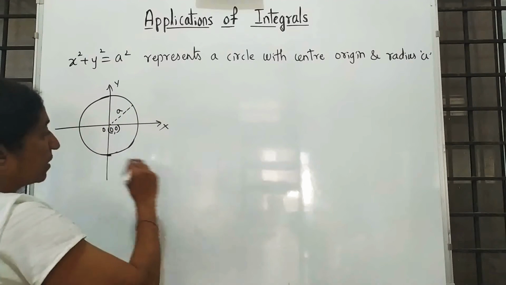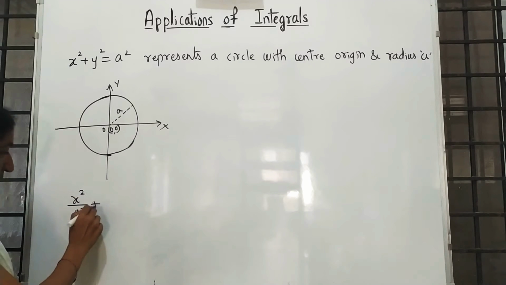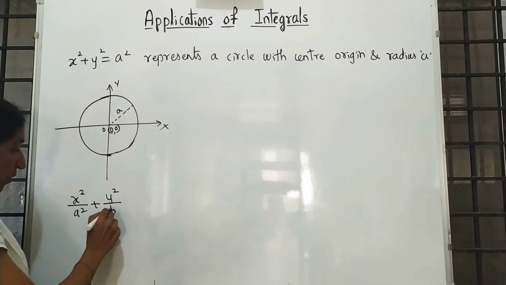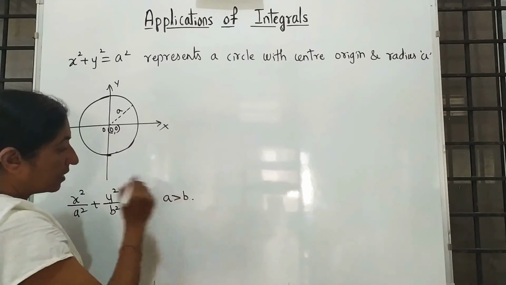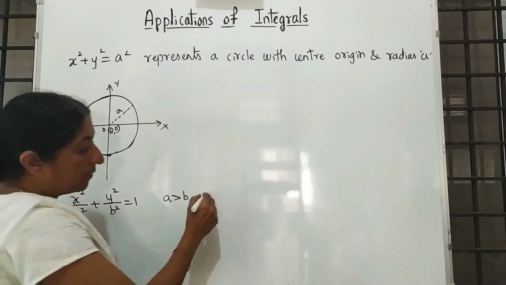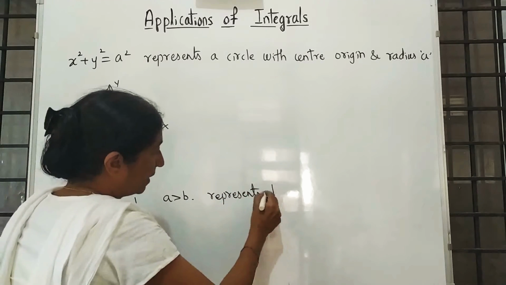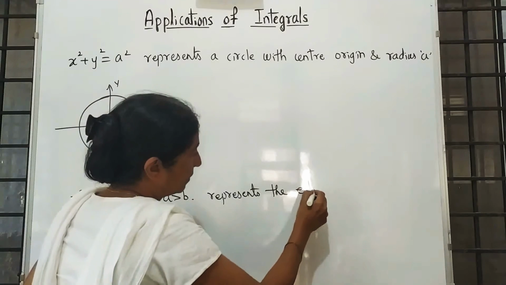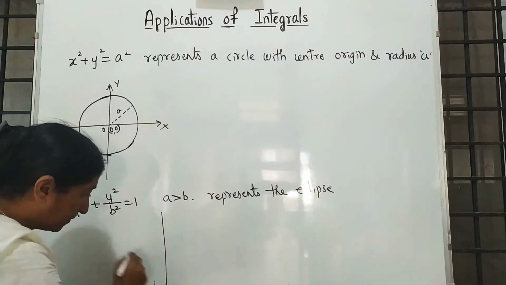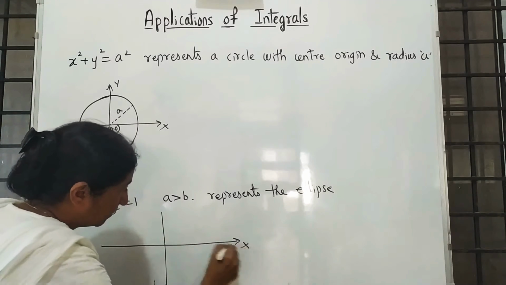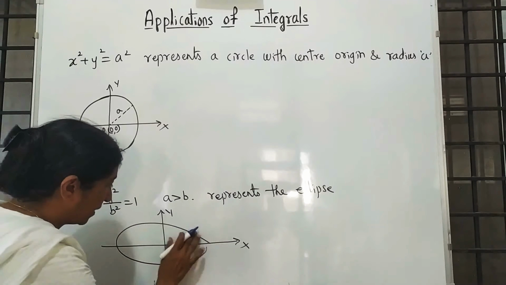This is the origin. Then the second one, x square upon a square plus y square upon b square is equal to 1, where a is greater than b, represents the ellipse. And the figure is like this. If a is greater than b, the figure is like this.